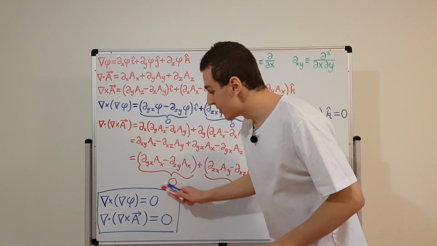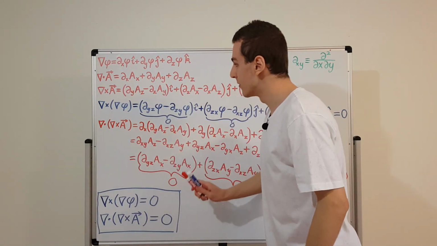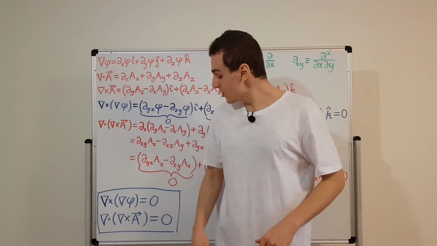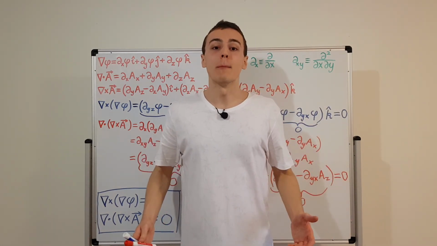So we're going to use these two vector identities in the next few videos. Make sure you watch those next few videos. You can find them in the electromagnetism playlist.